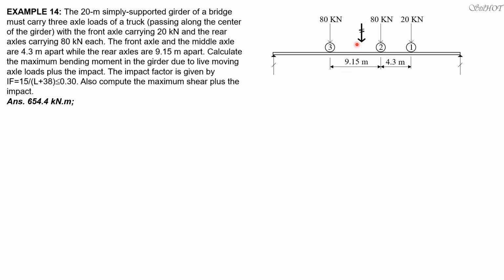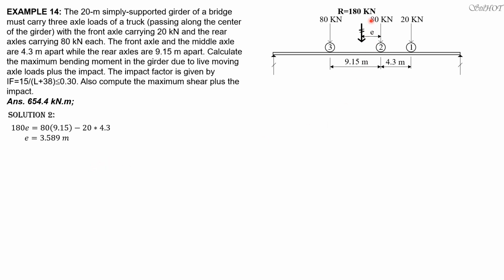This is the resultant of the loads, and all the loads will be on the span because the span is 20 meters. None will be off span. So this is equal to 180 kilonewtons. We will call the distance of R from load 2 as E, then apply Varignon's theorem to solve for E. That is 180 times E equals 80 times 9.15 minus 20 times 4.3. Solving for E is 3.589 meters.